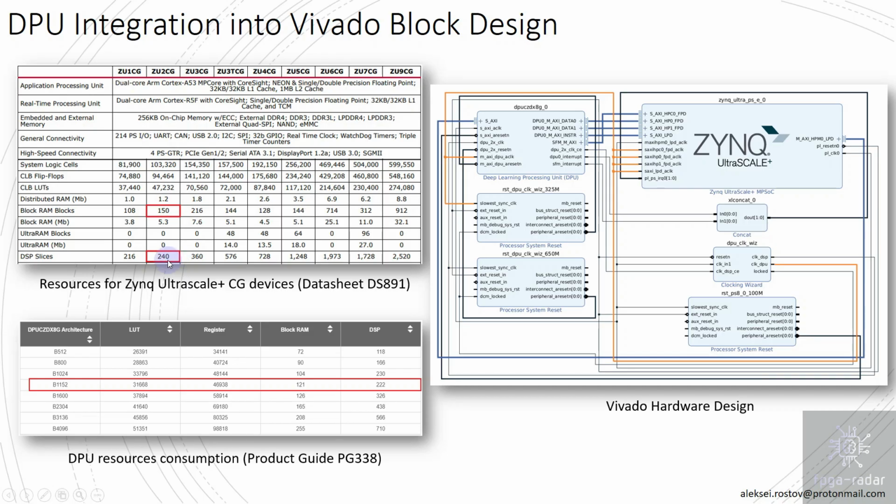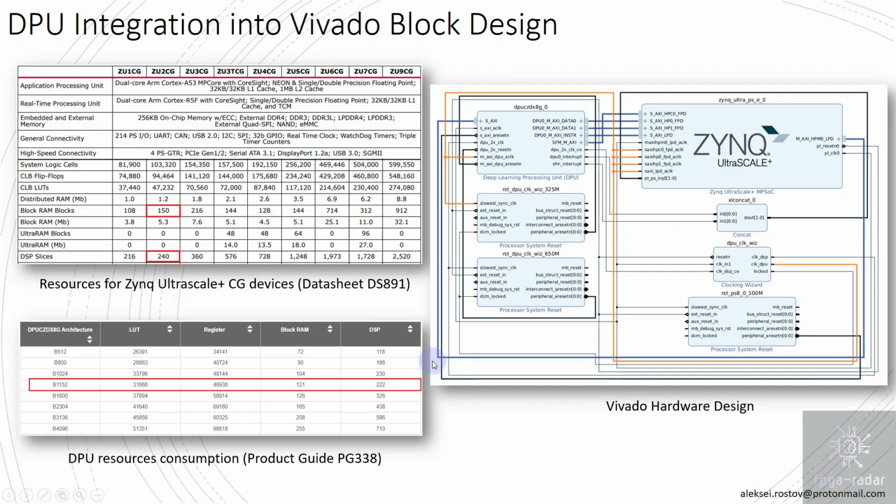It's very important because depending on resources, the corresponding DPU architecture should be chosen. A description of the DPU IP core itself is available in product guide 338. I highly recommend paying attention because there is a lot of very useful information about setting parameters, about connection, and so on.